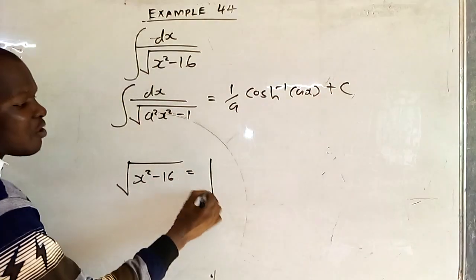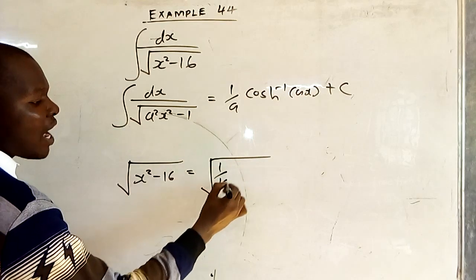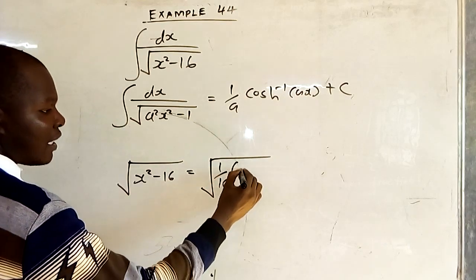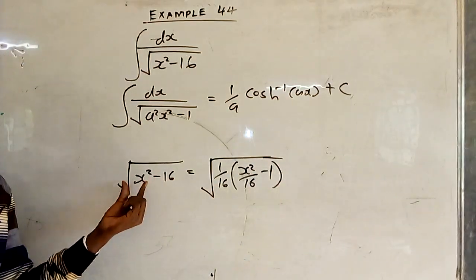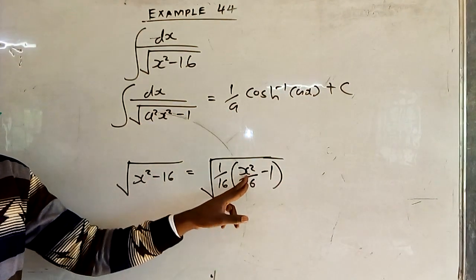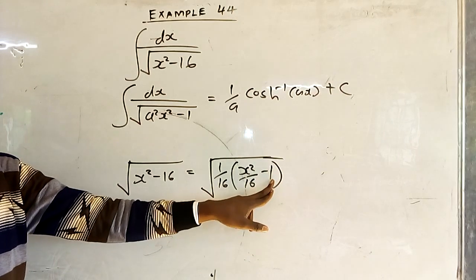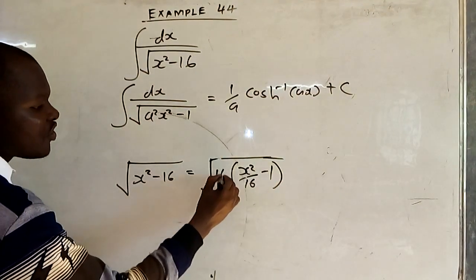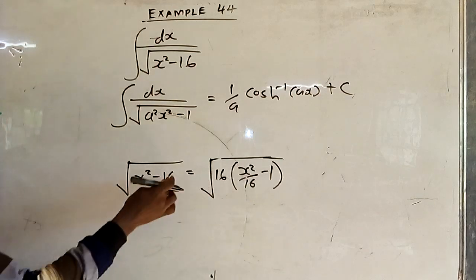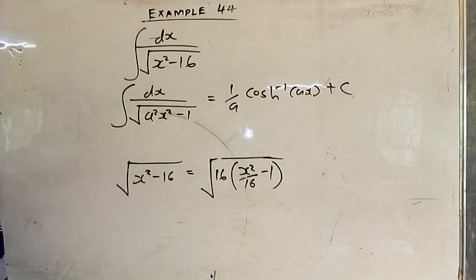remove 16 outside, it means it is square root of 16 into x squared over 16 minus 1. If you factorize 16 outside, isn't it? So it means you divide each term with 16. I mean, it is 16 into, if you remove 16 outside.